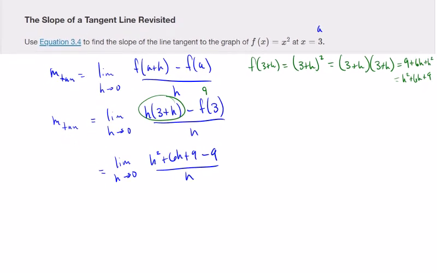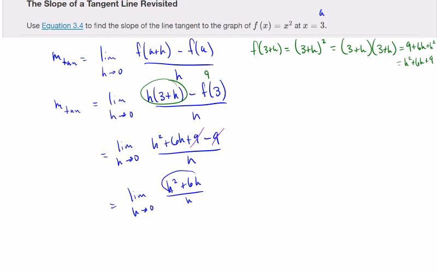And we can see that these 9s will cancel out when we combine like terms, so we'll end up with h squared plus 6h over h. Here we want to try to factor if we can, and we see that we have a common factor of h in the numerator. So I can rewrite this as h times h plus 6, if I factor out an h from here, all over h.